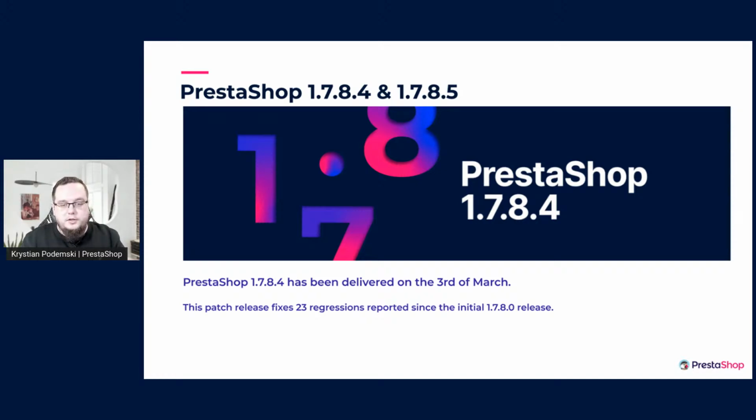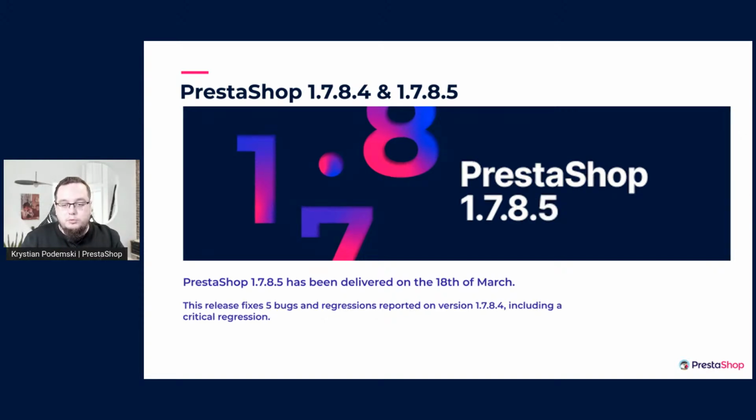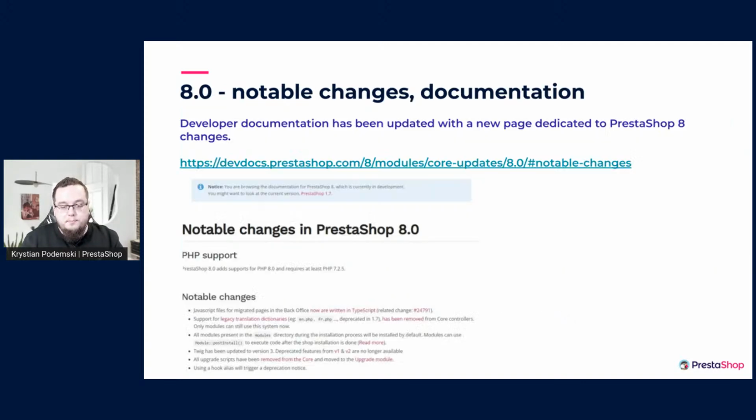1.7.8.4 and 1.7.8.5. For 1.7.8.4, this release has been delivered on the 3rd of March, and this patch release fixes 23 regressions that were reported since the 1.7.8 release. And what's more important, there was a critical issue with 1.7.8.4 that has been fixed via 1.7.8.5. So if you happen to install 1.7.8.4, we highly encourage you and we recommend you to update to 1.7.8.5.